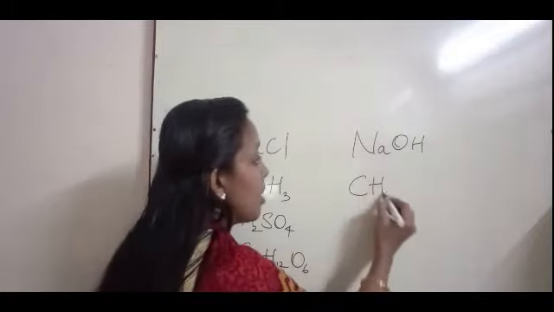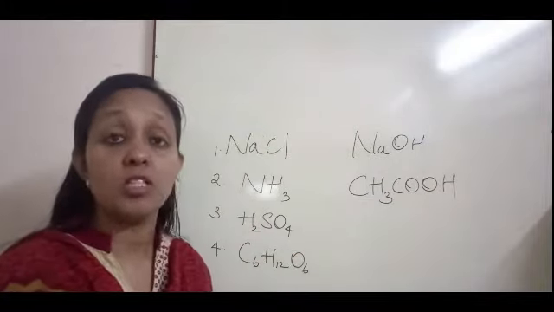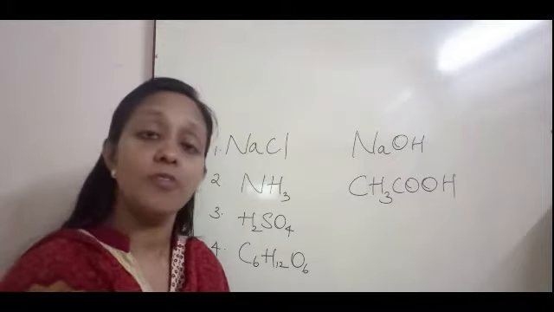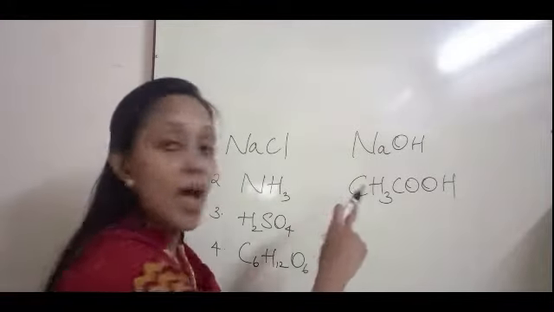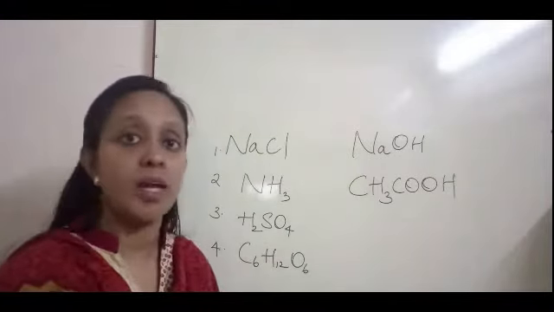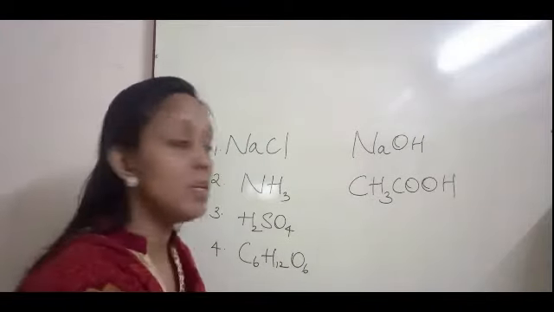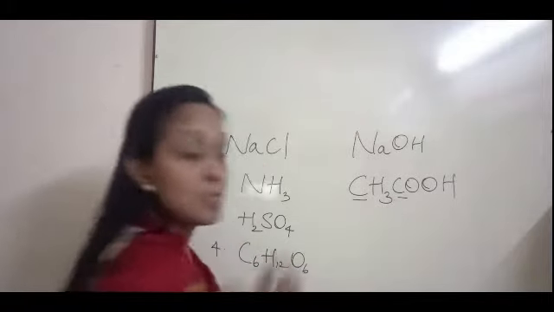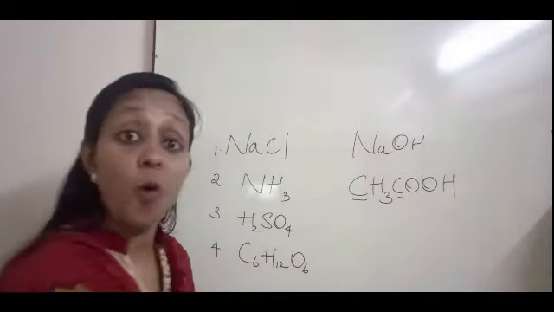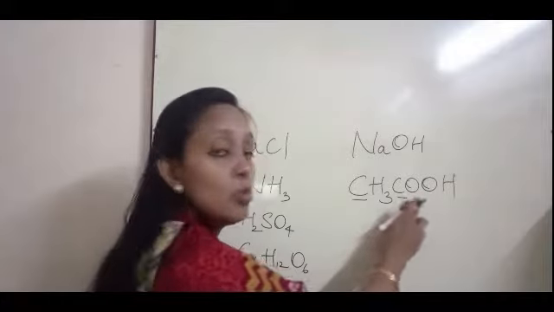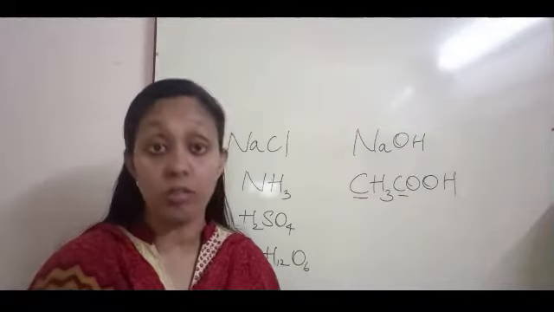Now the next compound asked here is acetic acid. The formula of acetic acid is CH3COOH. So this acetic acid consists of which elements? Carbon, hydrogen and oxygen. How many atoms of carbon are present in this compound, children? There are 2 carbon atoms. How many hydrogen atoms are present? 3 plus 1, 4 hydrogen atoms, and 2 oxygen atoms are present in a molecule of acetic acid.